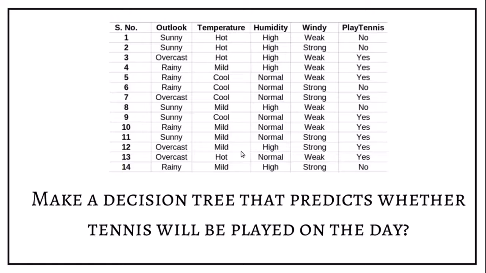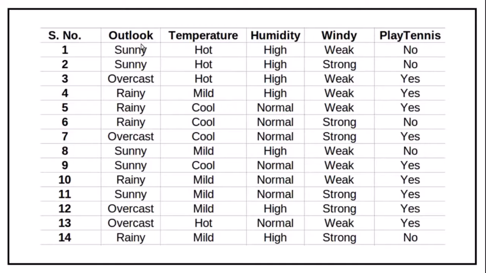So now let's see this problem. We have been given a data set and we have to make a decision tree that predicts whether tennis will be played on the day or not. Now let's observe the data set. Here we have 5 attributes: outlook, temperature, humidity, windy, and play tennis. Play tennis is the class attribute, that is the final outcome, and its value depends on the other 4 attributes.